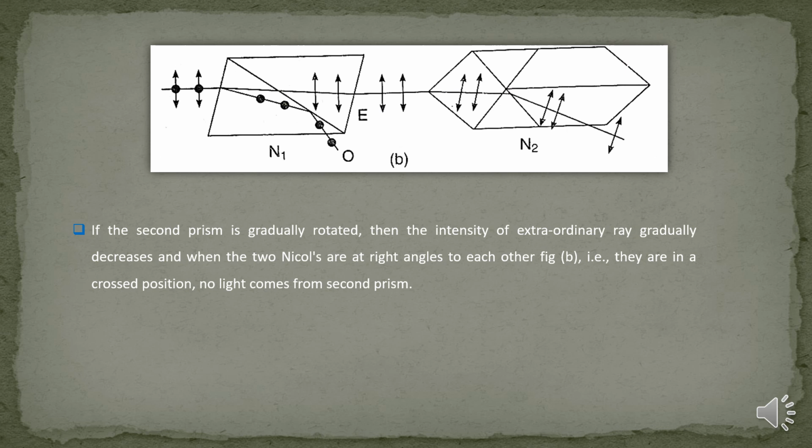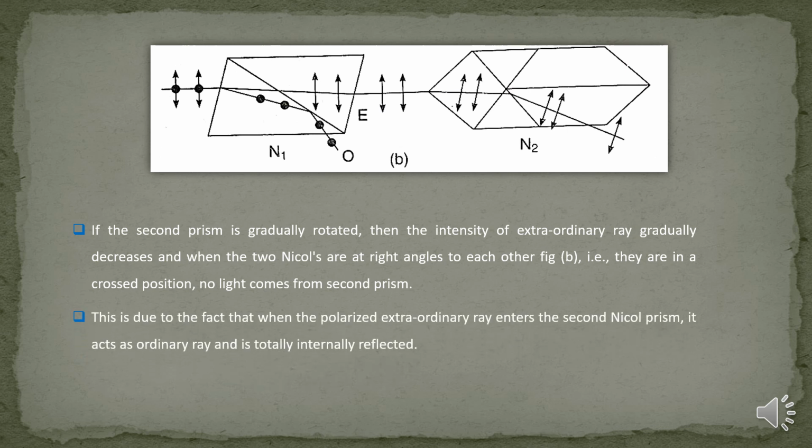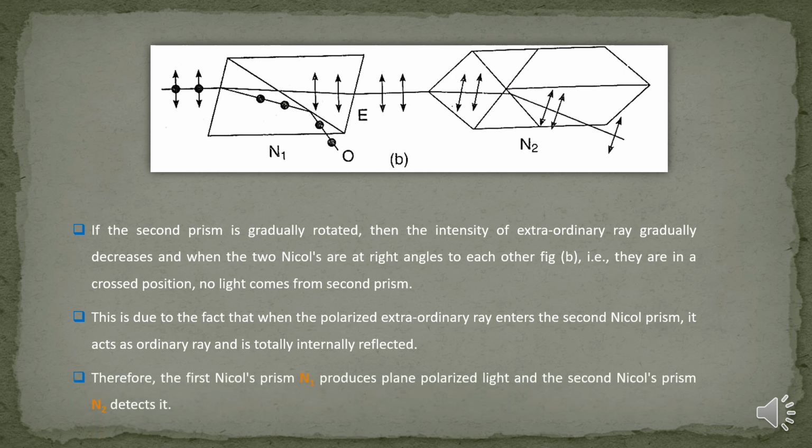If the second prism is gradually rotated, then the intensity of the extraordinary ray gradually decreases, and when the two Nicols are at right angles to each other, as shown in figure B, that is, they are in crossed position, no light comes from the second prism. This is due to the fact that when the polarized extraordinary ray enters the second Nicol's prism, it acts as an ordinary ray and is totally internally reflected. Therefore, the first Nicol prism N1 produces plane polarized light and the second Nicol's prism N2 detects it.